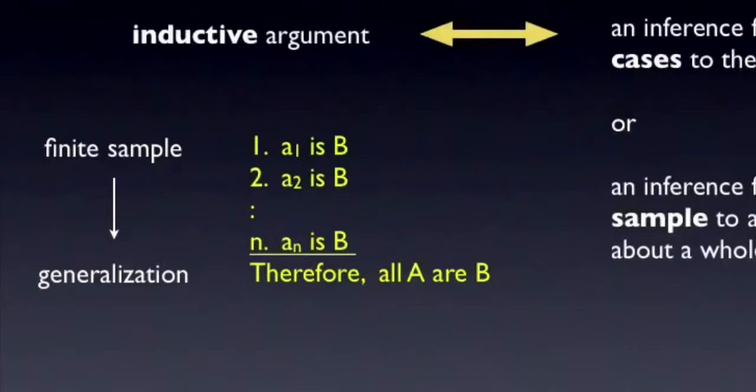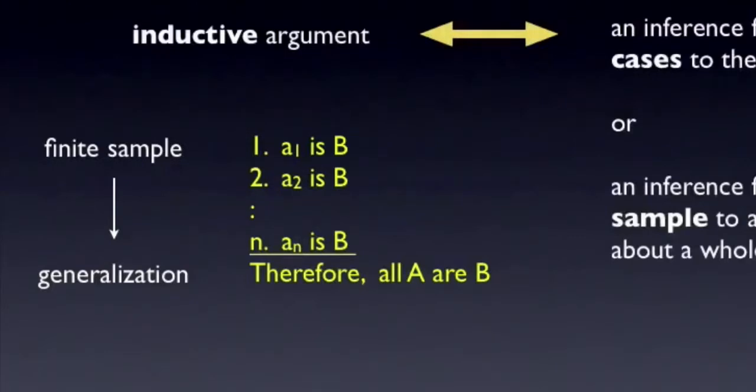You note that some individual of a certain kind, A1, has a property B. An example would be, this swan is white. Then you note that some other individual of the same kind, A2, has the same property. This other swan is white. And you keep doing this for all the individuals available to you. This swan is white, and this swan is white, and this swan over there is white, and so on. So you've observed n swans, and all of them are white.